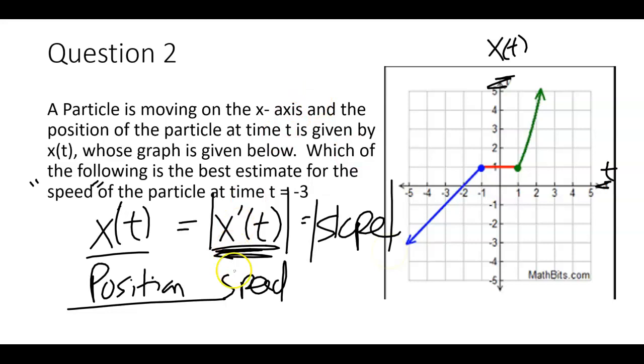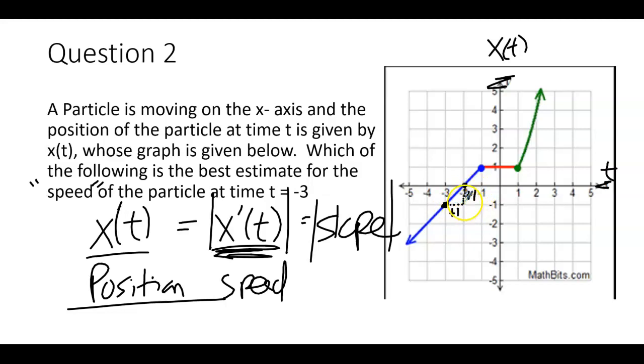Okay, so let's find our slope at t equals -3. So here's where t equals -3. And what is the slope there? Now you could just do a simple rise and run. It looks like we're going over 1 and up 1. And you got to keep in mind that going to the right is a positive value and going up is a positive value.